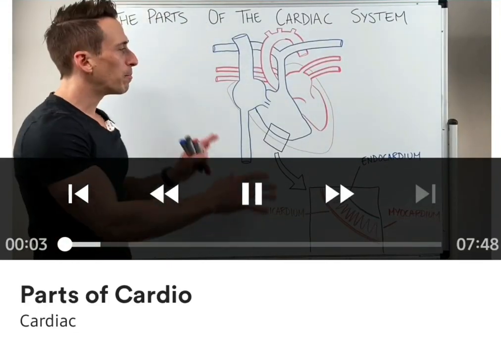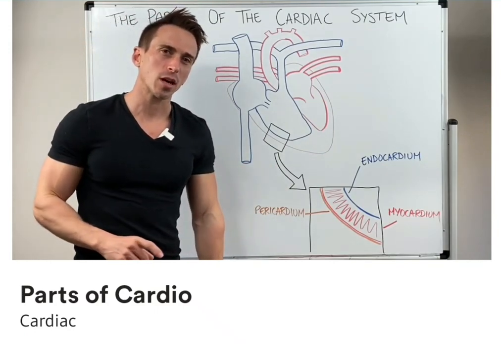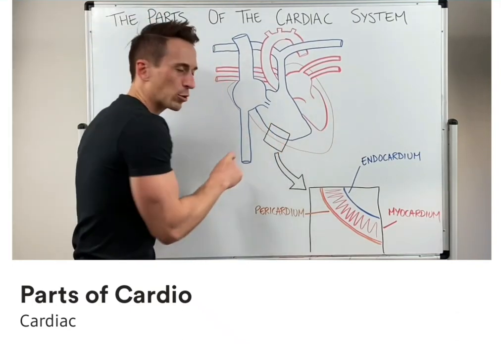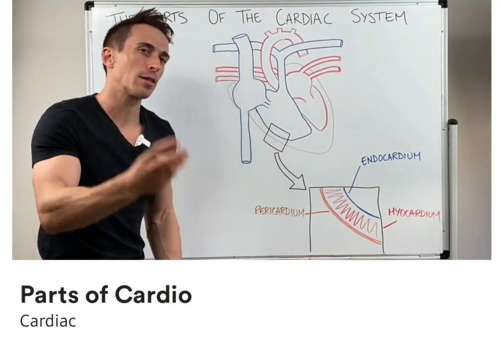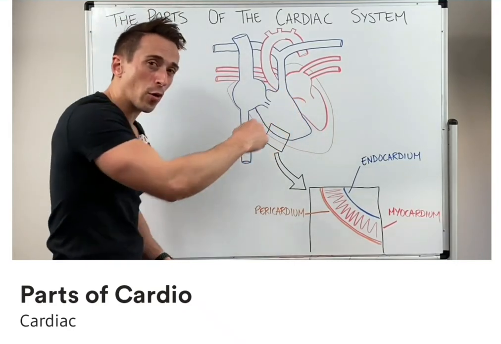We're going to take a look at the parts of the heart, so some of the anatomy associated with the heart. Now the first thing I want to look at is the layers of the heart. If we were to take a quick snapshot looking through the various layers of the heart, there's three major layers you need to be aware of. Let's start from the inside and go out.